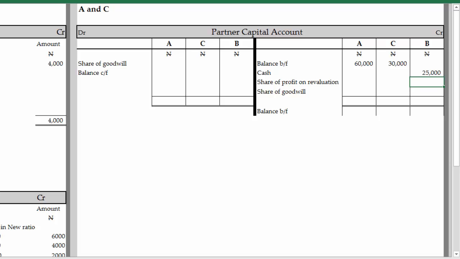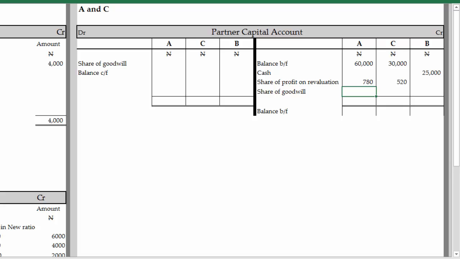Having determined their respective capital, as it is now, A has 60,000, C has 30,000, and B has 25,000. What will increase their capital is two things: one is their share of profit, and two is the share of goodwill. So let's recognize those. The share of profit on revaluation from the revaluation account is 780 for A and 520 for C. So let's transfer it.